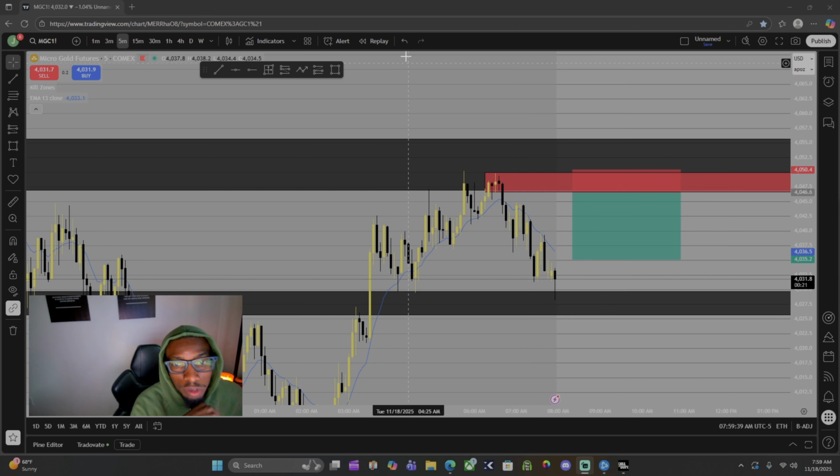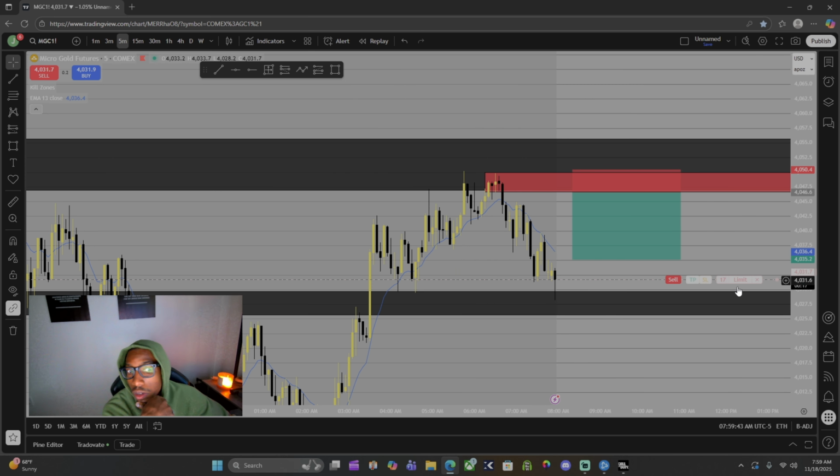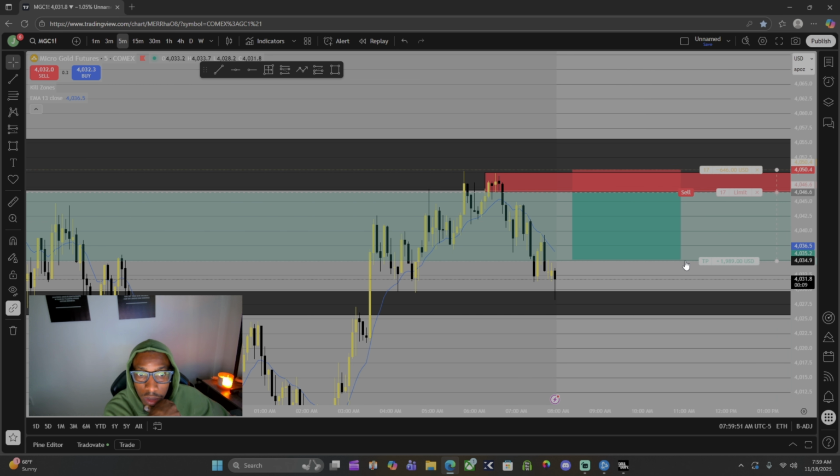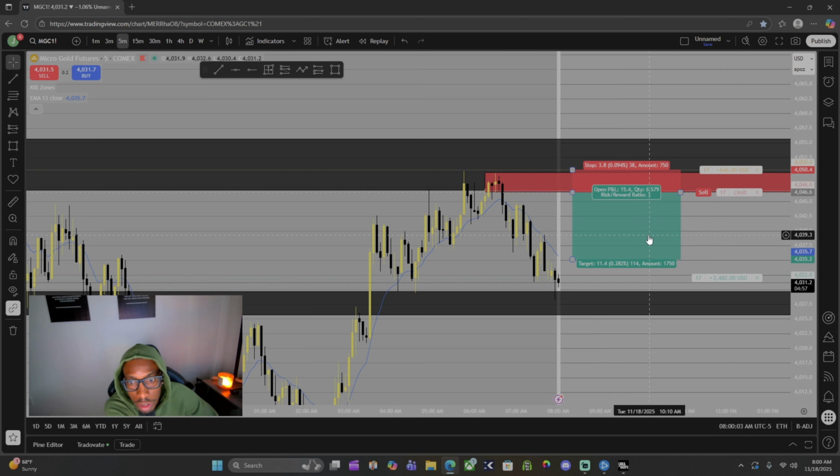Okay, so market opens in the next couple minutes. So let's get our limit ready. Our stop loss right above. And TP. The most we can make is 2,500, so we'll put it right there. Alright, so let's see what happens.